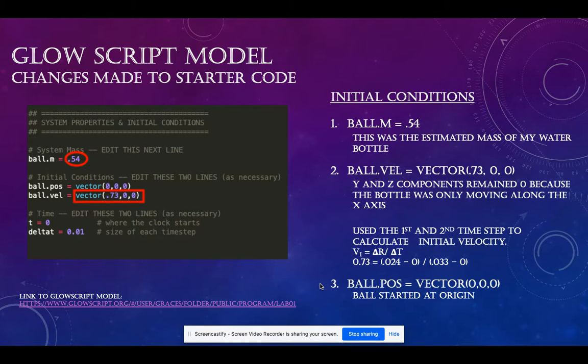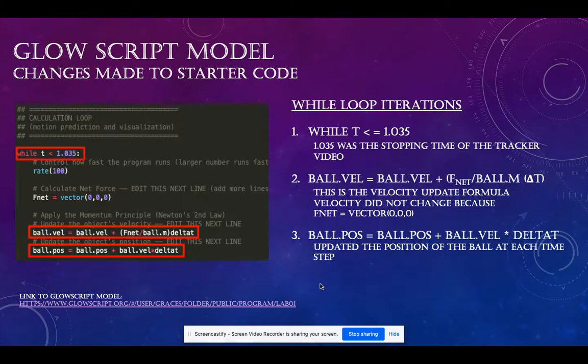And then the ball.pos, which is the position, we kept that as 0, 0, 0 because it started from the origin. And I kept delta t as 0.01 as well. And then changes we made to the while loop iterations, we changed the condition to t less than 1.035. This is because 1.035 seconds was the stopping time of the tracker video. So that was the duration of the tracker video.